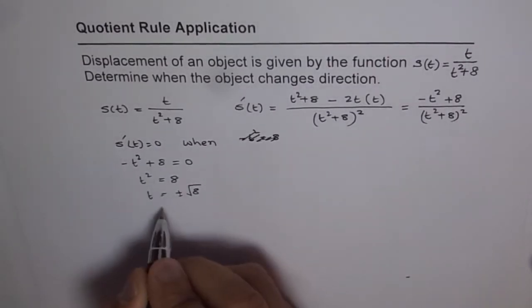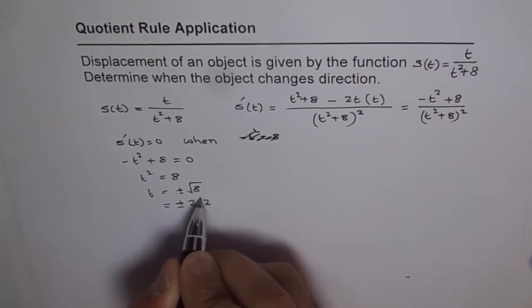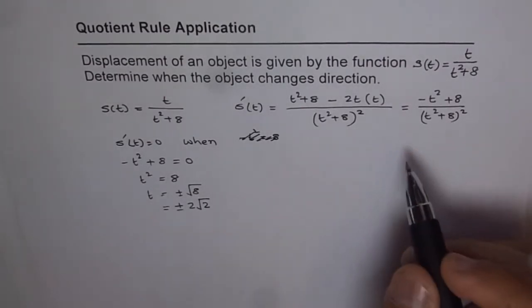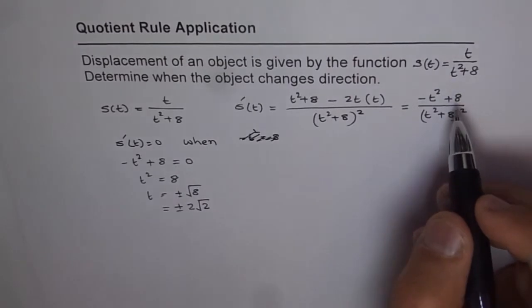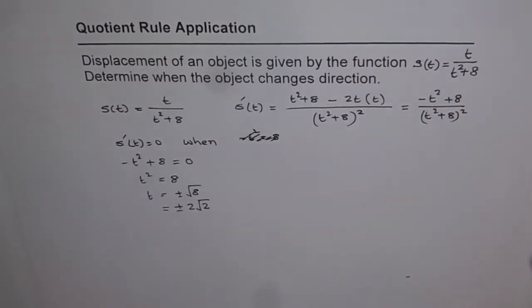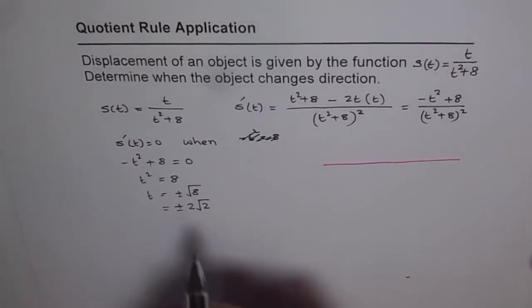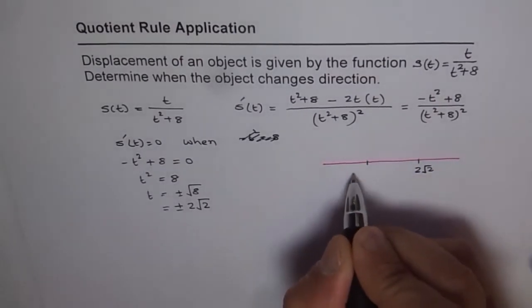So what is plus minus square root of 8? I can write this as 4 times 2, which is plus minus 2 square root of 2. So these are the points where the direction is going to change, right? Now, to really see whether the direction changes or not, at these points we should check our derivative, whether it is positive or negative. If it is positive, then the direction is going positive. If it is negative, then it goes in the negative direction. So we get two values of t, which are plus 2 square root 2 and minus 2 square root 2, correct?